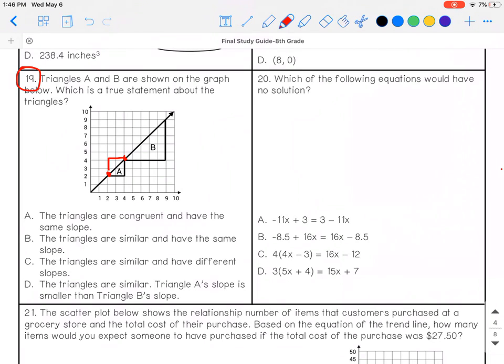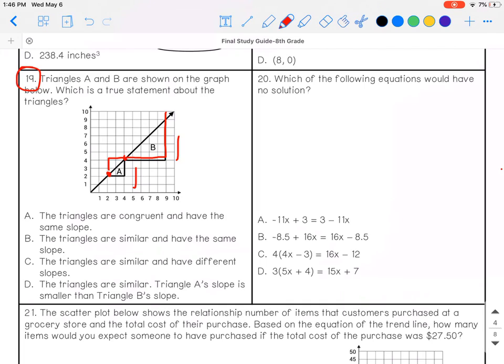And then here, so our slope for A would basically be 1. Now for B, let's see if that has the same slope. It looks like we go over 5 and up 5. So that'd also be 1. So it looks as though they have the same slope. So we know it's going to be either A or B.